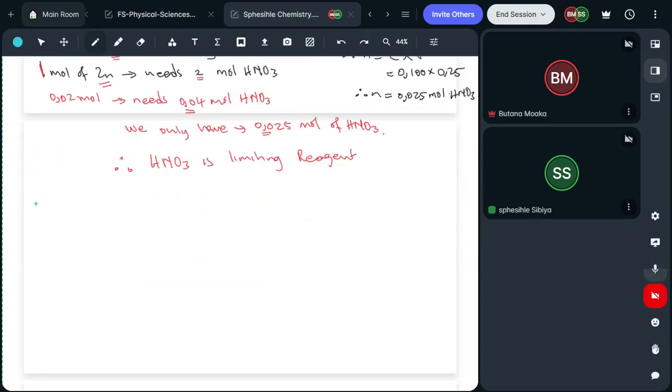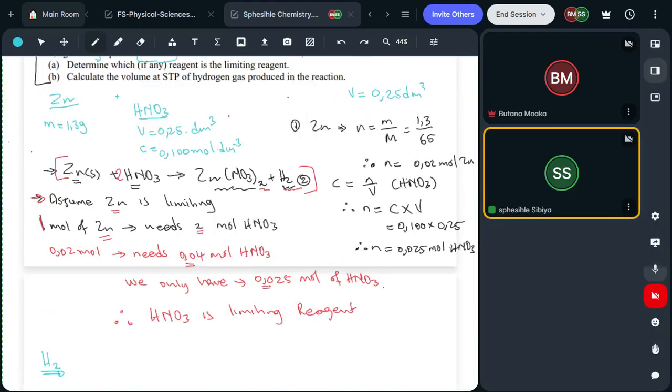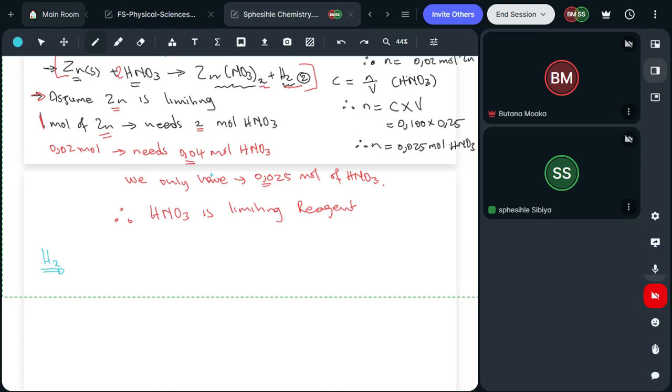So you're going to write your H2 down. H2, hydrogen gas. They want us to find the volume of hydrogen gas, so let's write down the data so that we can understand what is going on here. This is at STP. Don't worry, I'll take this step by step. To answer this question, they want you to calculate the volume at STP of hydrogen gas.